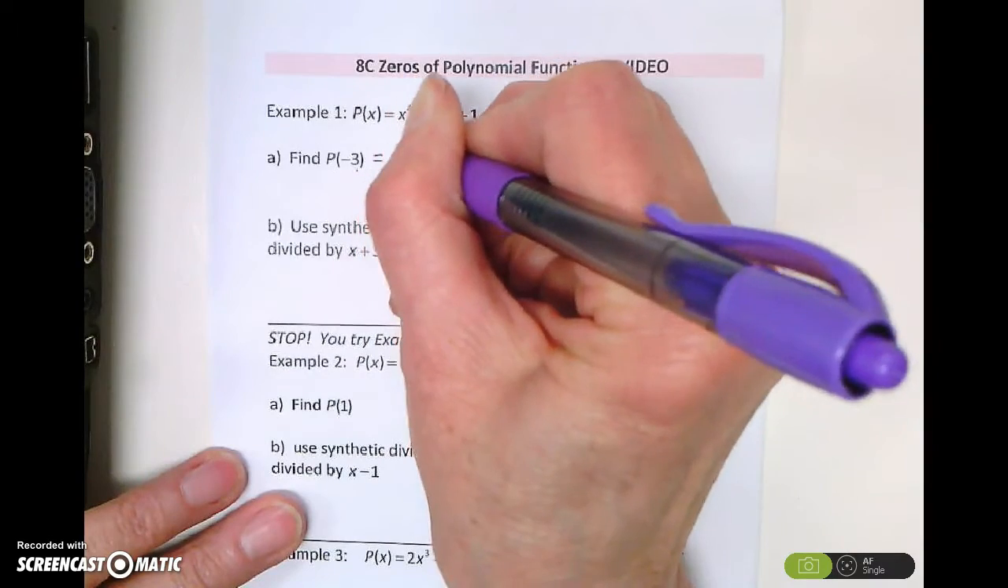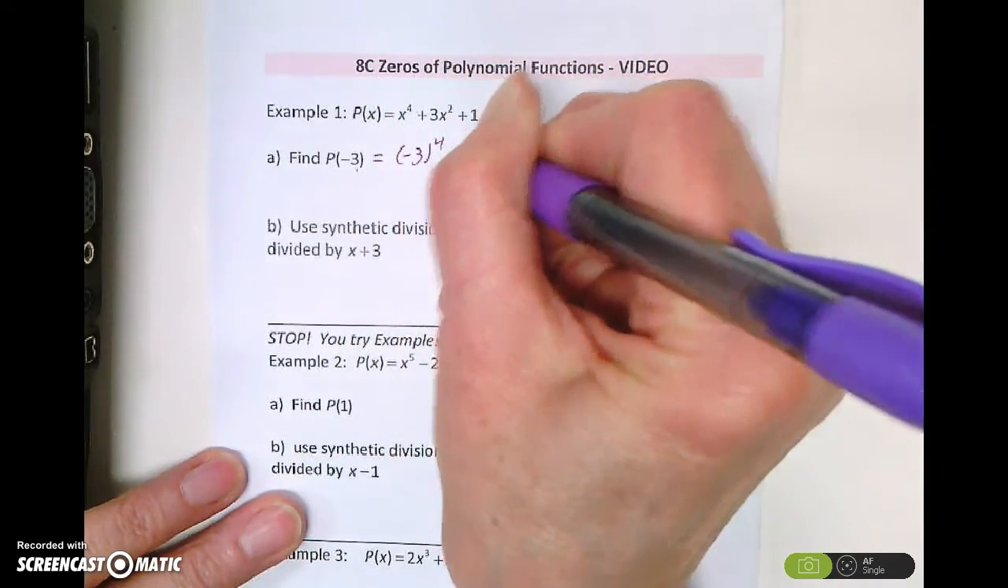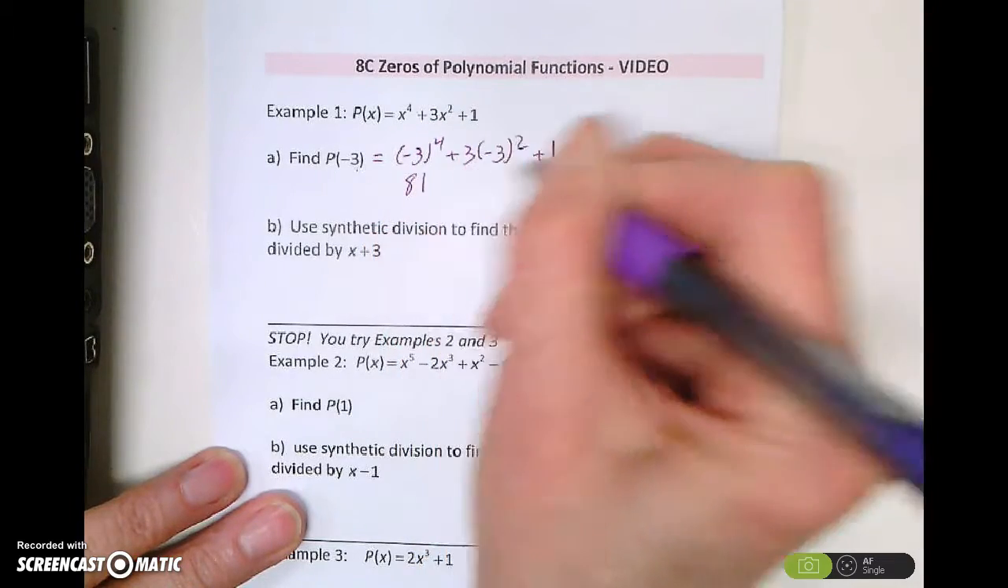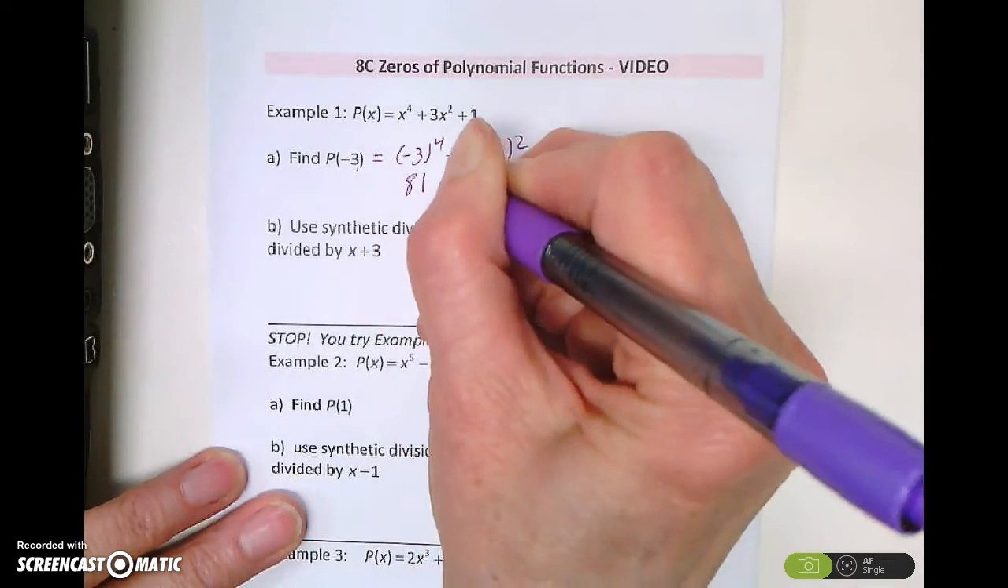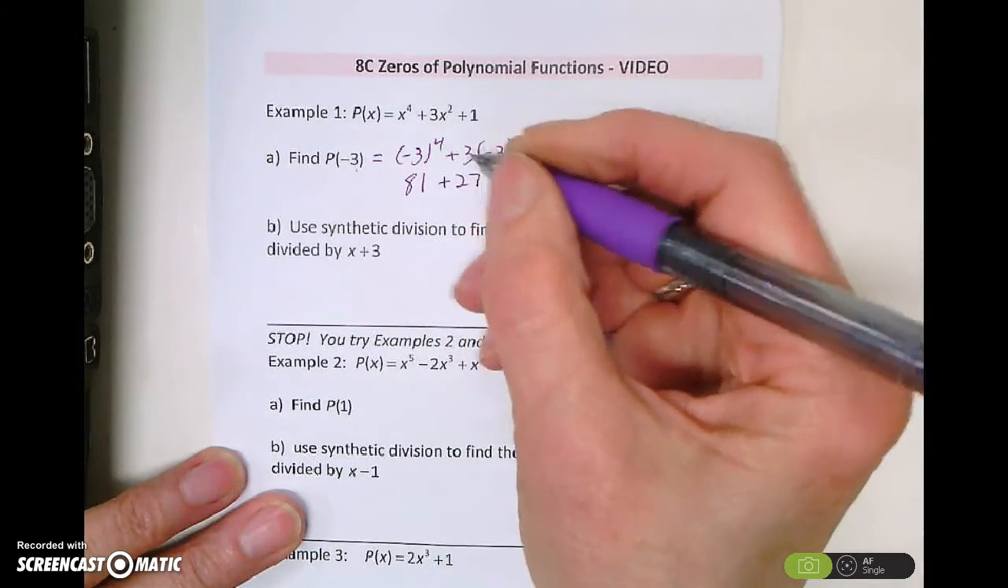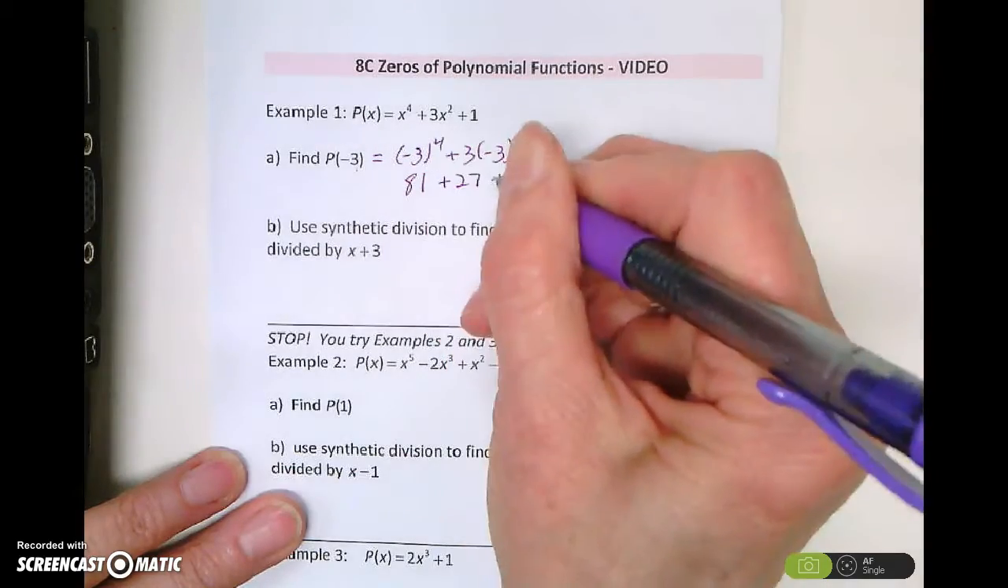So that's going to be negative 3 to the fourth plus 3 times negative 3 squared plus 1. So we get 81. 9 times 3 is going to be plus 27, and then plus 1, and that is going to add up to 109.